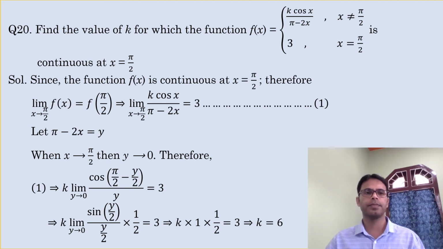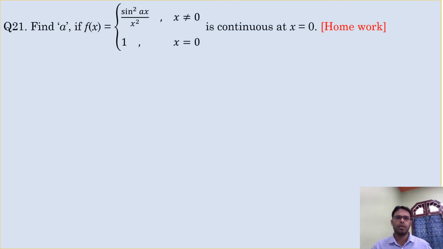Okay, next step. So this is your question. You see here the problem is: find the value of a if f(x) is equal to, this is your given function, is continuous at x equal to 0. And this question is homework for you, and I am just giving hints for this question. Actually this problem can be done this way.